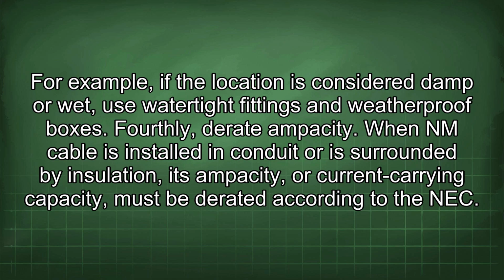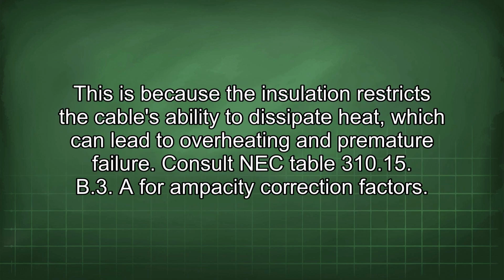Fourthly, derate ampacity. When an NM cable is installed in conduit or is surrounded by insulation, its ampacity, or current carrying capacity, must be derated according to the NEC. This is because the insulation restricts the cable's ability to dissipate heat, which can lead to overheating and premature failure. Consult NEC Table 310.15(B)(3) for ampacity correction factors.